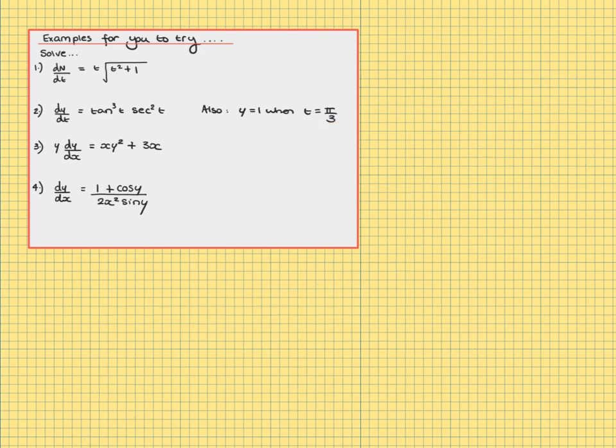Question 3 is an interesting one. You may have spotted that on the right-hand side, we need to factorise the x first of all, and then separate the variables. So on the left-hand side, the integral of y over y squared plus 3 dy equals the integral of x dx. So this time, the right-hand side of this is a little bit easier, as we just have to integrate x, but on the left-hand side, we have to integrate by substitution.